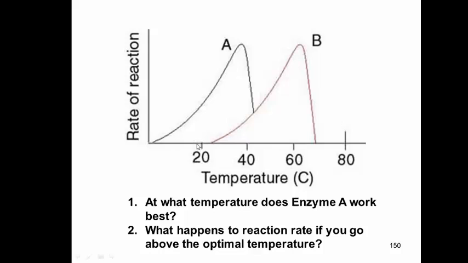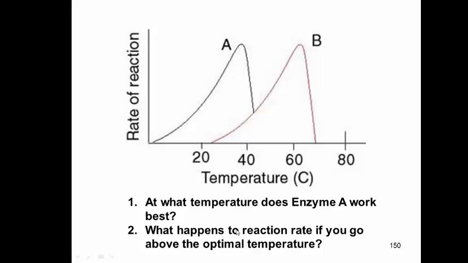Alright, so on this graph we have a graph for enzyme A and a graph for enzyme B. We have temperature down here and rate of reaction over here. So the question says, at what temperature does enzyme A work best? Right? So the peak of the reaction rate, the highest reaction rate for enzyme A is right here, and it's at around 38 degrees Celsius. So enzyme A works best at 38 degrees Celsius. That's called the optimal temperature. So every enzyme has an optimal temperature at which it works best.